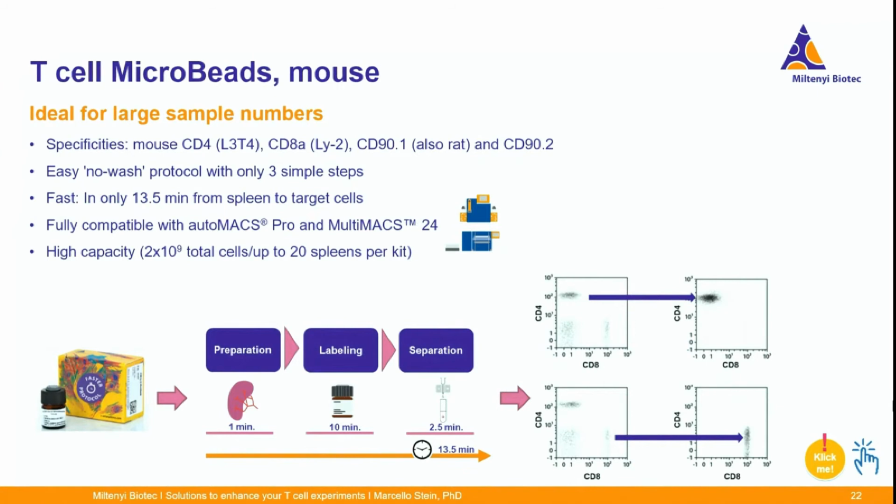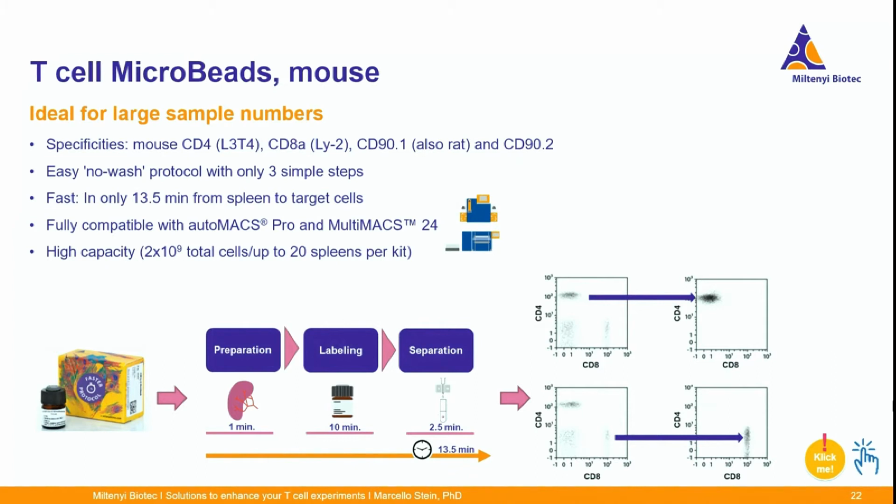However, it doesn't stop here with the isolation kits. Also, our best-selling mouse microbeads were improved and the protocols updated by reducing tedious washing steps and optimizing incubation times. In 3 easy steps, preparation, labeling, and separation, you get from spleen to target cells in less than 15 minutes.